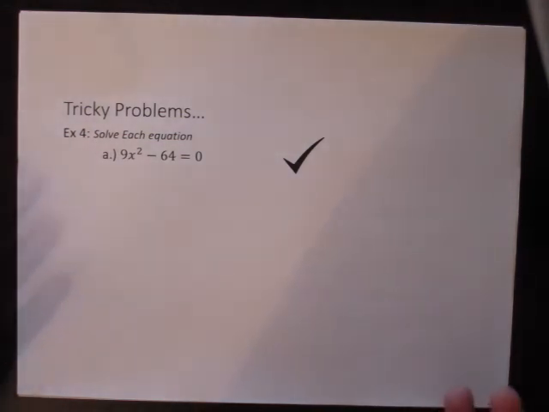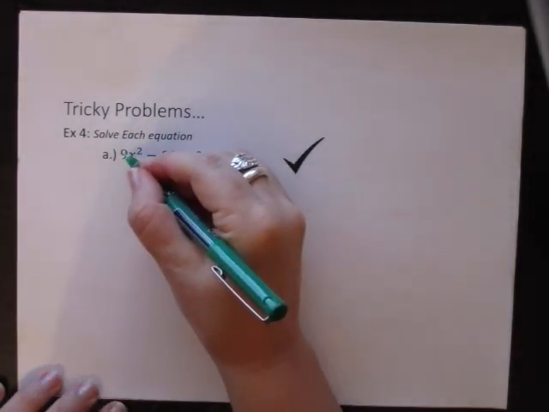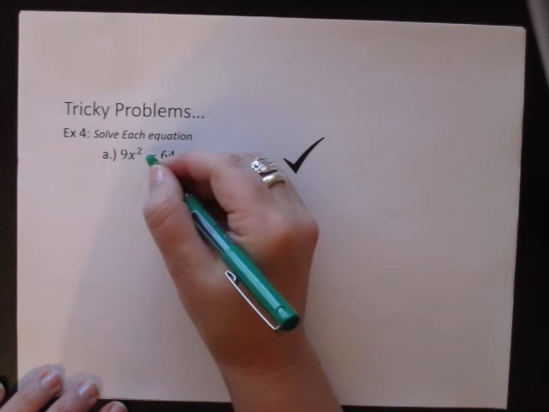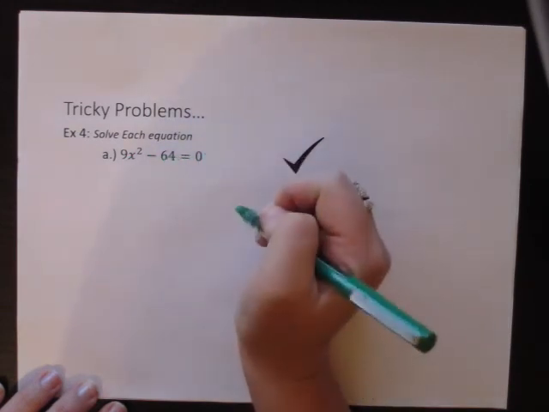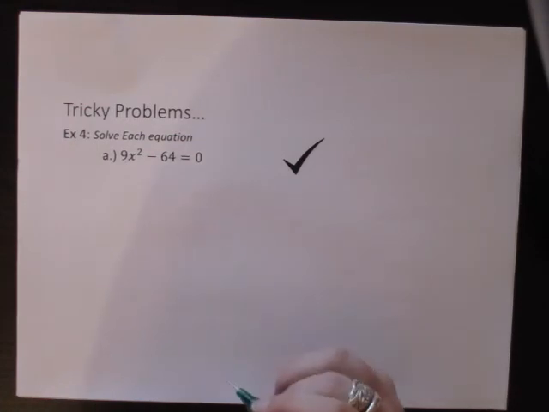And the only reason why they're tricky problems is because you're probably just not as comfortable with some of the tricks just yet. So, I've got 9x squared minus 64 equals 0. Step 1, make sure that it's set equal to 0. Step 1's done.